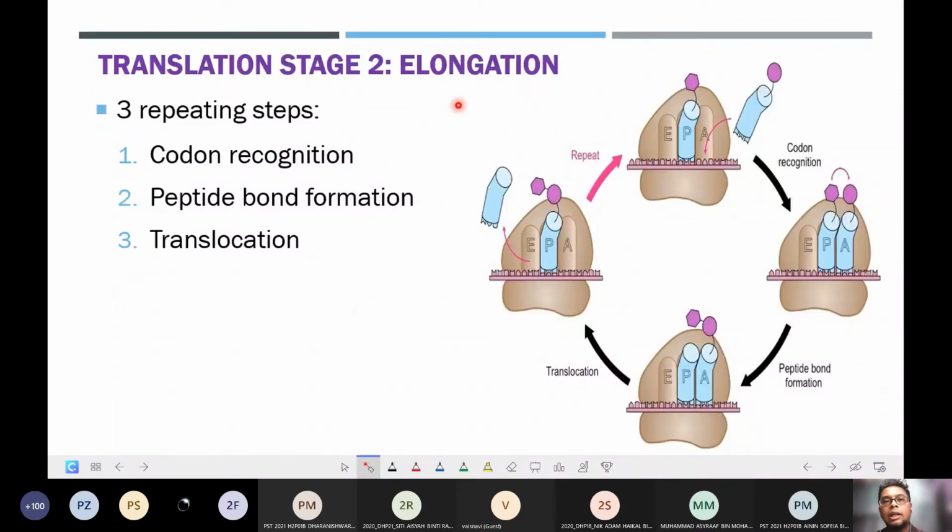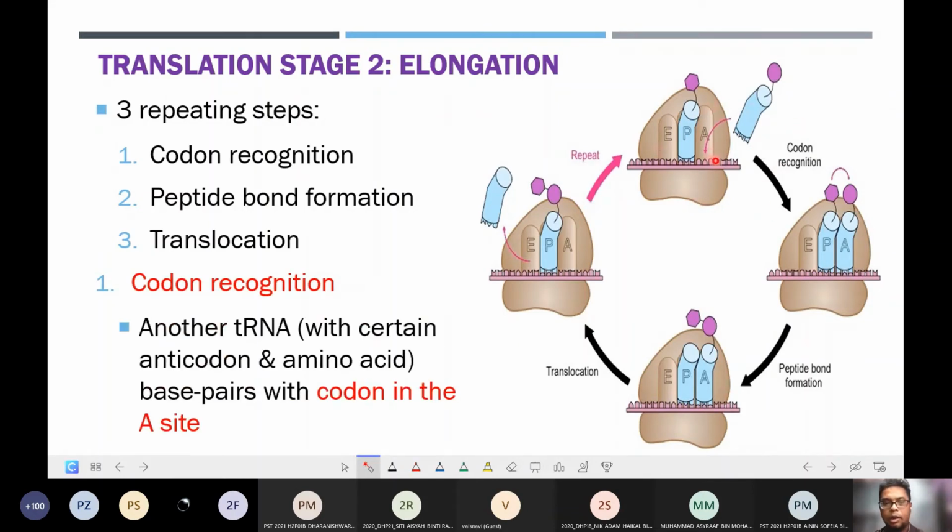We will now continue with stage number 2, which is known as elongation. And this elongation involves 3 repeating steps known as codon recognition, peptide bond formation, and translocation. We will start with codon recognition, in which, just now, we know that the initiator tRNA is already attached to the start codon over here.